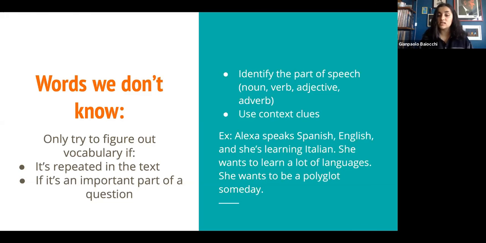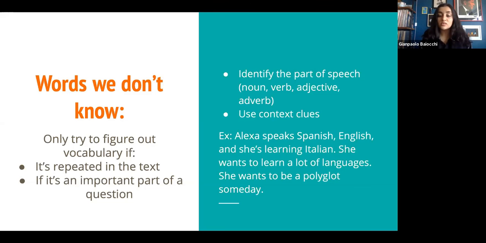So we're going to practice this on these sentences right here. They're a little bit easier than what you're going to find on the test, but it's just a good idea to get a sense of what these steps look like in action. So the sentences are: Alexa speaks Spanish, English, and she's learning Italian. She wants to learn a lot of languages. She wants to be a polyglot someday.